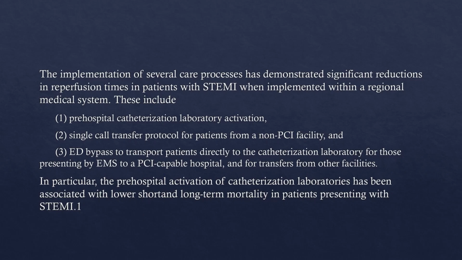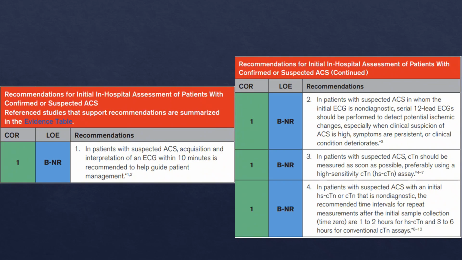Now, as you all know, acute myocardial infarction is characterized by the rising or falling pattern of cardiac troponin values with at least one value above the 99th percentile reference limit and believed to be caused by myocardial ischemia. So based on this definition, the in-hospital assessment of patients is similar to that in the pre-hospital setting, that initial ECG should be acquired and interpreted within 10 minutes. And if the initial ECG is non-diagnostic, then serial ECGs should be done.